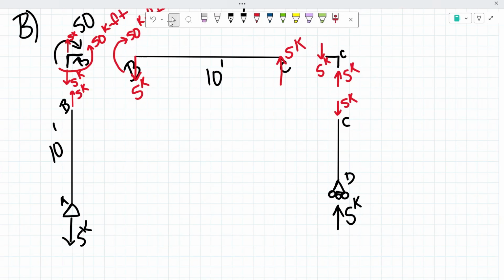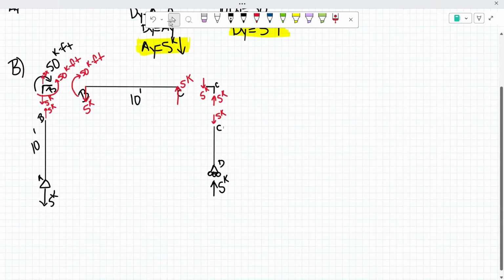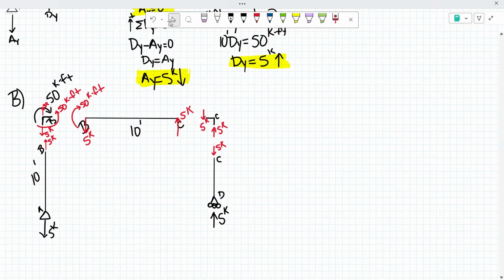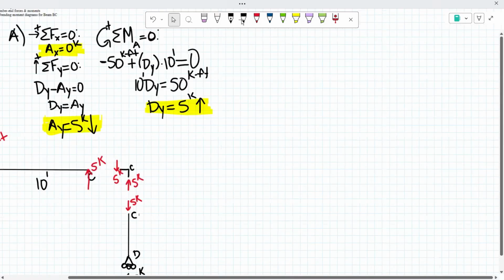So that's the answer for part B, where it asks us to determine our member end forces and moments. I'm sorry if it's a little bit messy. I'll try to be neater on another example that I'll do. And now it's asking us to draw the shear and bending moment diagrams for beam BC, as you can see. So now we're going to do part C.